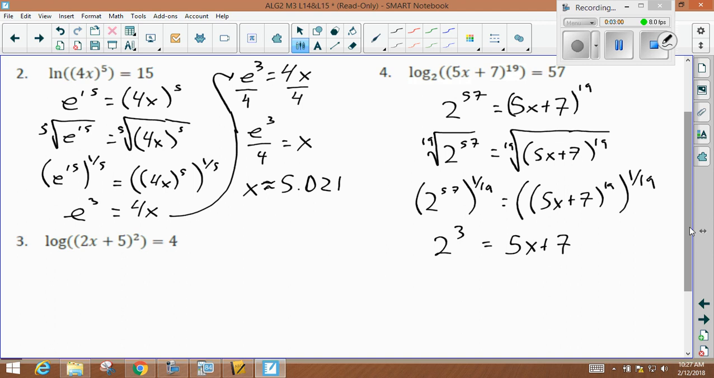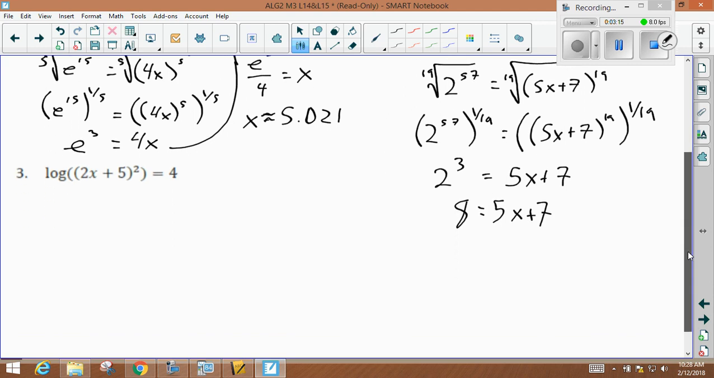All right, so this becomes 8 equals 5x plus 7. I'm going to go ahead and subtract 7 from both sides. So I get 1 equals 5x. Divide both sides by 5. I'm going to get that x is equal to 1/5.